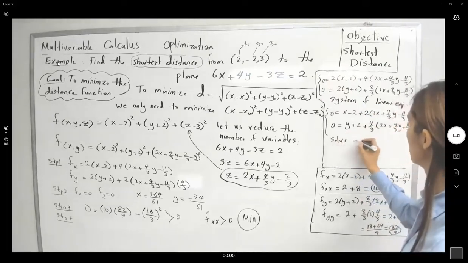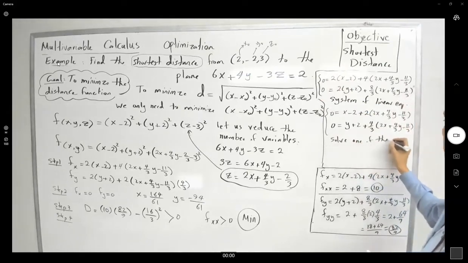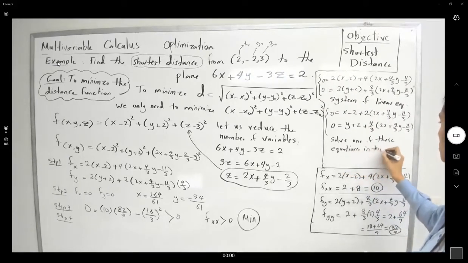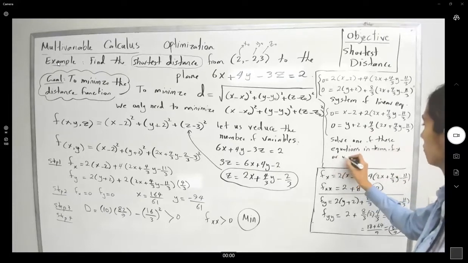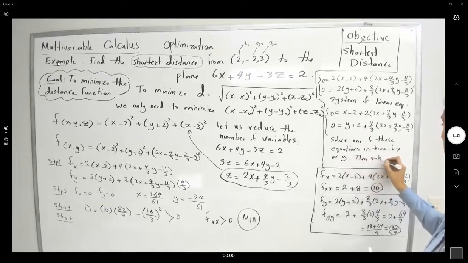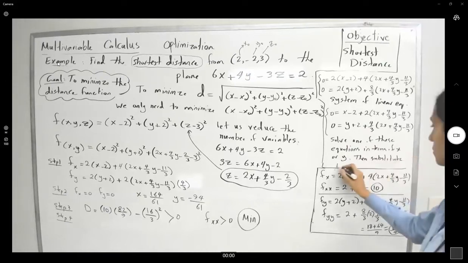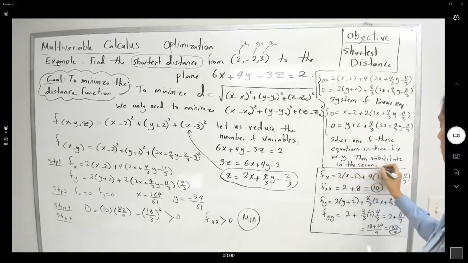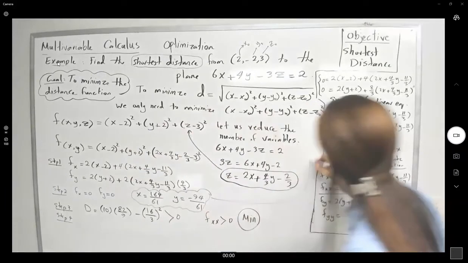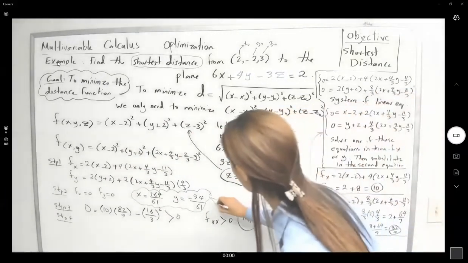Solve one of these equations in terms of x or y, then substitute in the second equation. It's a system of linear equations that you learned in elementary algebra. So this is how we get x and y.